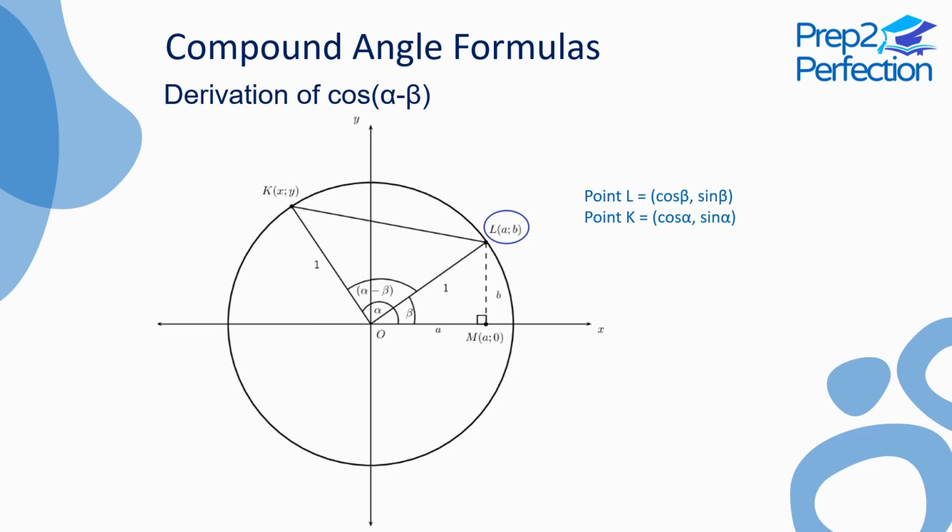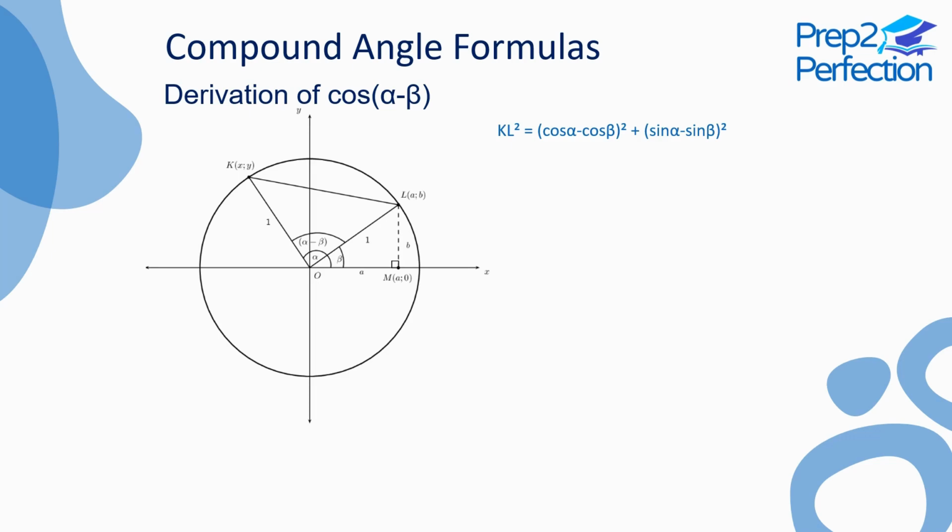Point L equals (cos B, sin B). Point K equals (cos A, sin A). Using the distance formula, KL² equals (cos A minus cos B)² plus (sin A minus sin B)². We get an answer of 2 minus 2(cos A times cos B plus sin A times sin B).